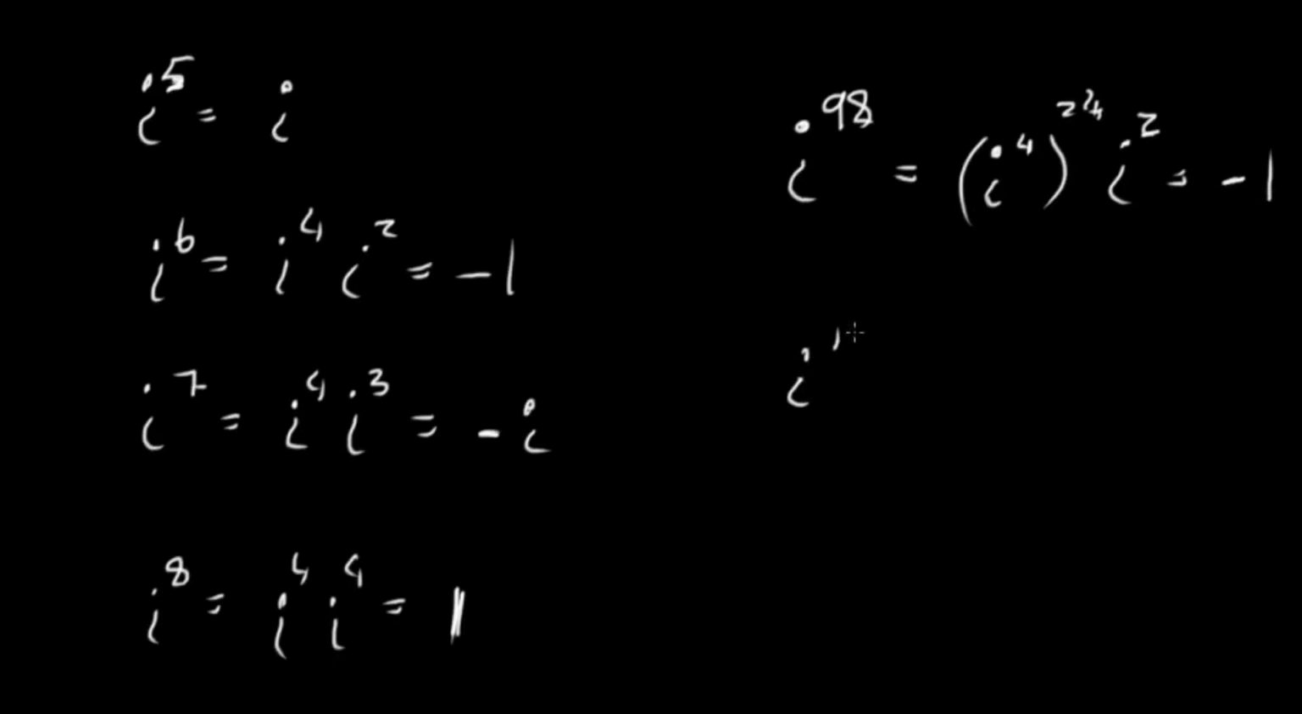If you want to know what i to the 117 is, what is that? Well, I know that 4 goes into 116, so this is just i. All right, what is i to the 412? All right, I know that 4 goes into this number, so this is just going to be 1. Right, we have this little trick that we can do, but it does get better.